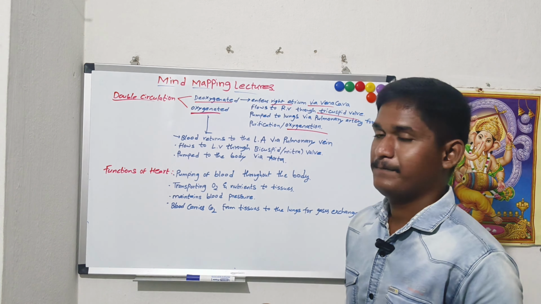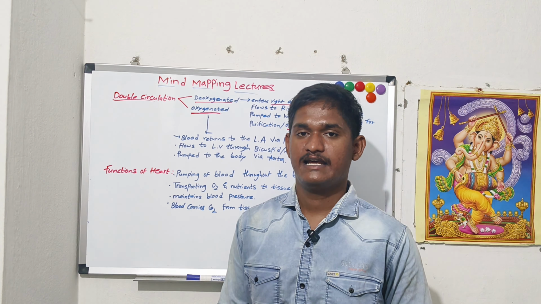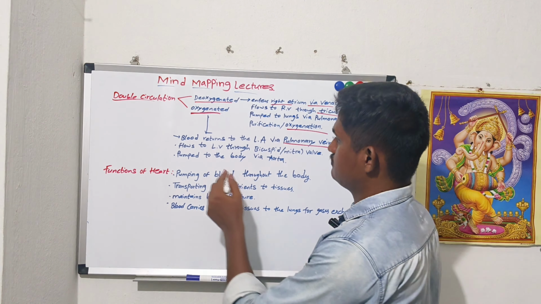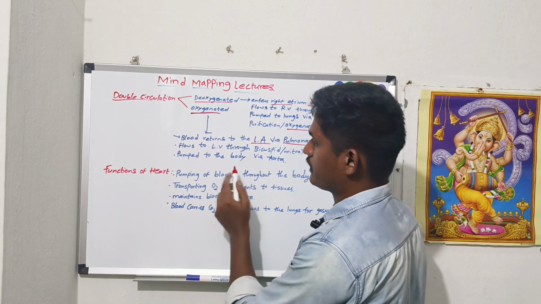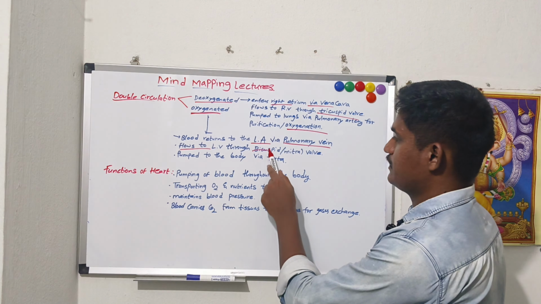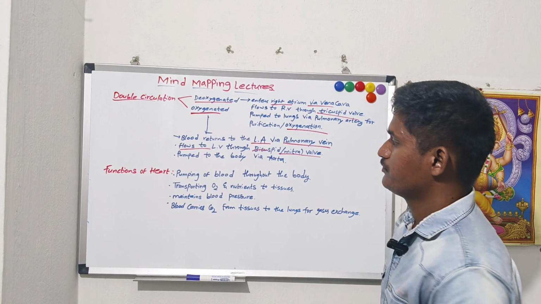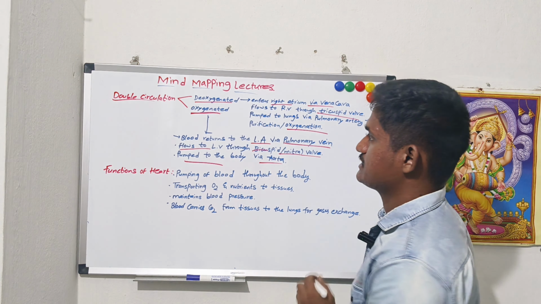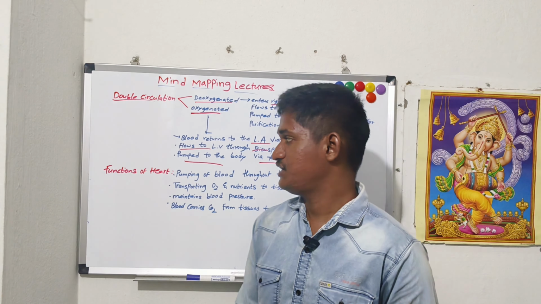Oxygenated circulation. Blood re-enters the left atrium via the pulmonary vein. From the left auricle, the blood flows to the left ventricle through the bicuspid valve, which is also called the mitral valve. The blood from the left ventricle is pumped to the body through the aorta. This circulation is called oxygenated circulation.